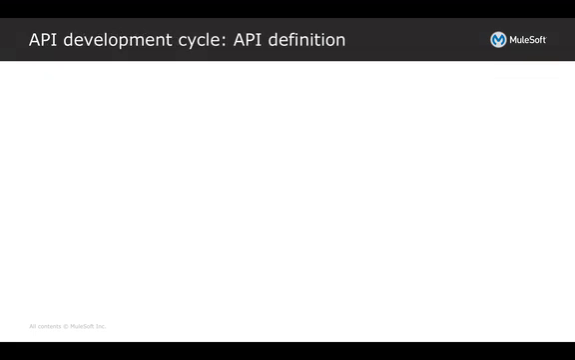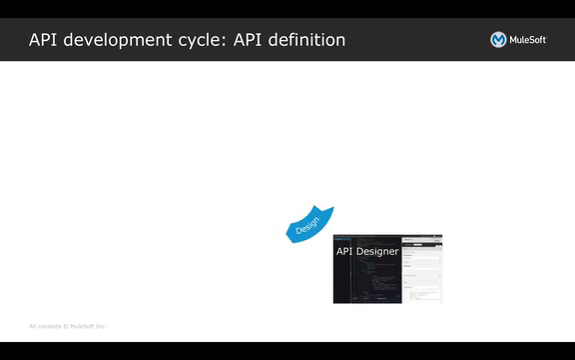The API development lifecycle and API definition. So we talked a lot about this need to design. In the design phase, one of the tools that we have available to us in the Anypoint platform is API Designer, allowing us to use a web-based IDE to build out RAML files.